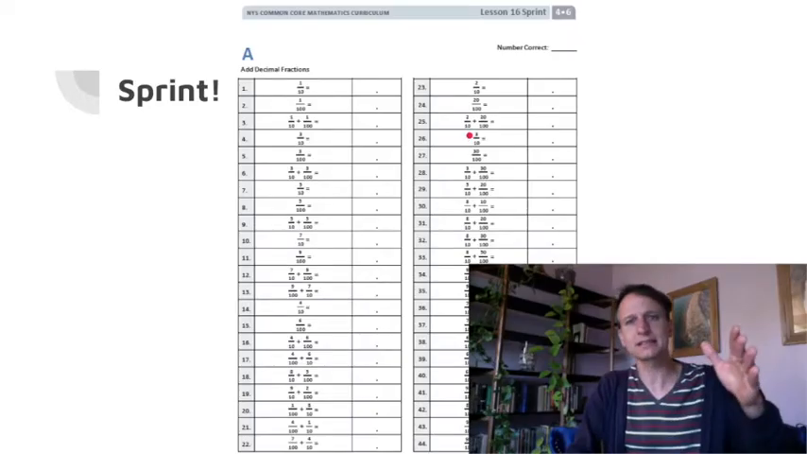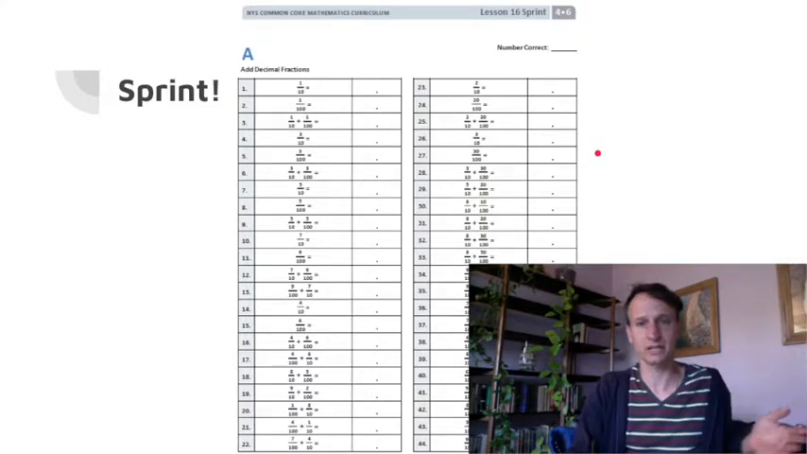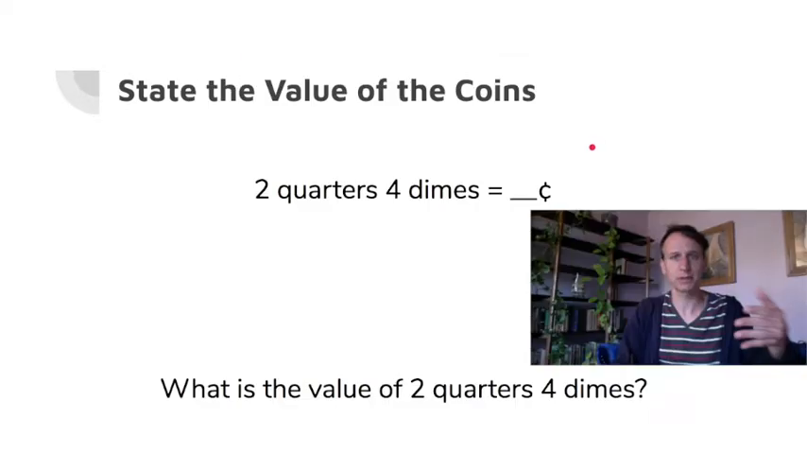There is a sprint for lesson 16. If you're doing that, go do it. Have a great time. Do side A, mark number correct, mark correct, okay.